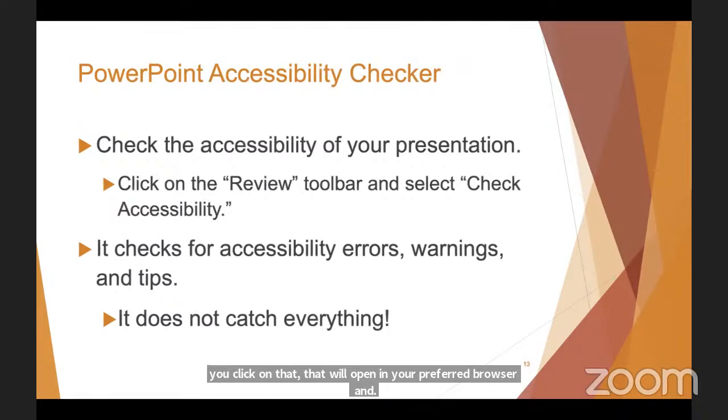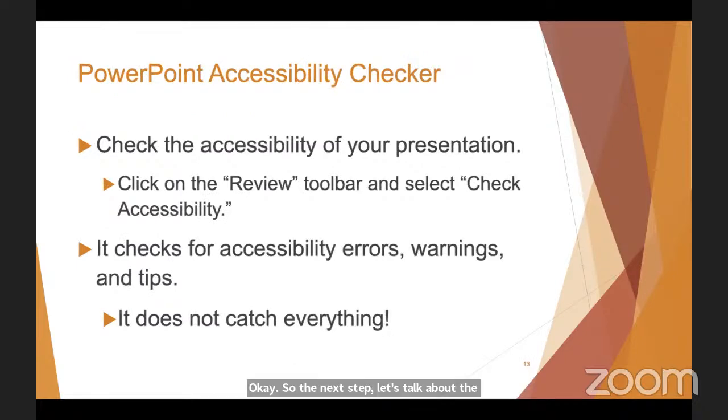Okay, so the next step, let's talk about the PowerPoint Accessibility Checker. This is an excellent tool in PowerPoint. To access it, you click on the Review toolbar and select Check Accessibility. We would really like to emphasize it does not catch everything. As lovely as it is, it doesn't catch all the errors. It wouldn't catch things like using a sans serif font versus a serif font, or formatting errors or anything like that. So what it checks for are errors, warnings, and tips.